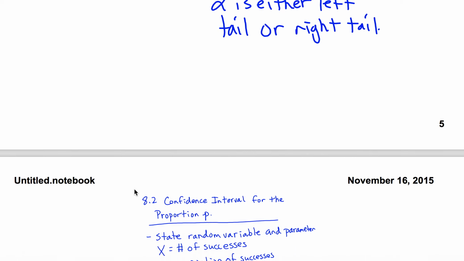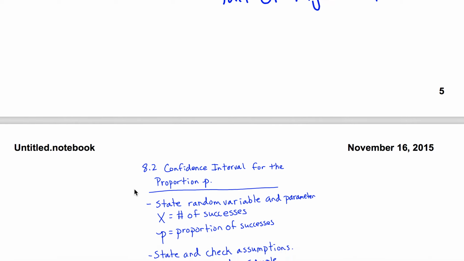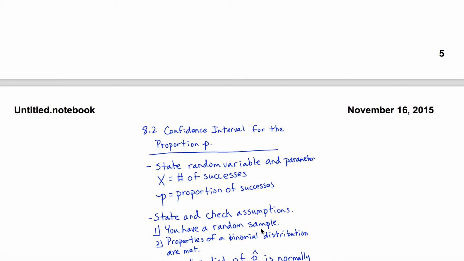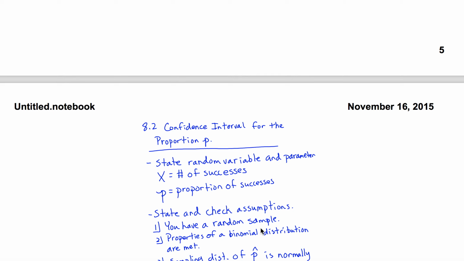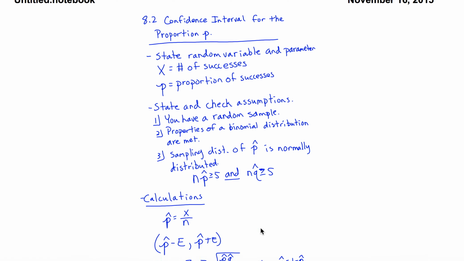Again, confidence intervals, just like hypothesis tests, depend on what you are trying to estimate. So if you're trying to do a confidence interval for the proportion P, then again, you would state your random variable and parameters, just like we did for the hypothesis test. You'd state and check your assumptions, and they are the exact same assumptions that you did for a hypothesis test on the proportion. So once you've done the hypothesis test, if you then do a confidence interval, you've already tested and stated your assumptions, so you don't need to do that again. Your calculations are exactly the same.